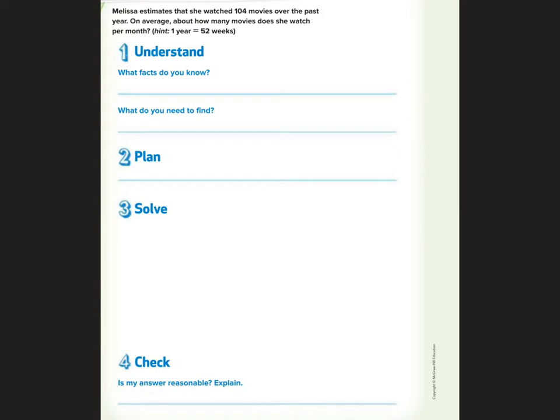All right, this one says, Melissa estimates that she watched 104 movies over the past year. On average, about how many movies does she watch per month? Hint, 1 year is 52 weeks.